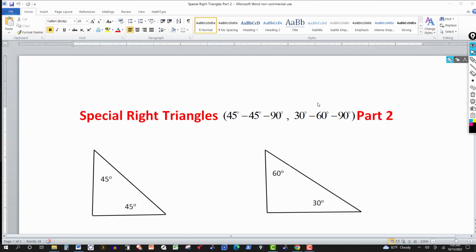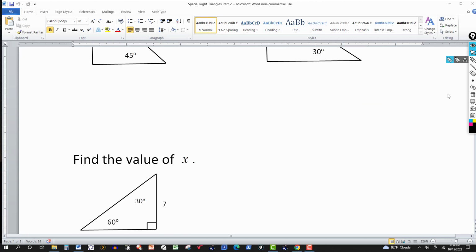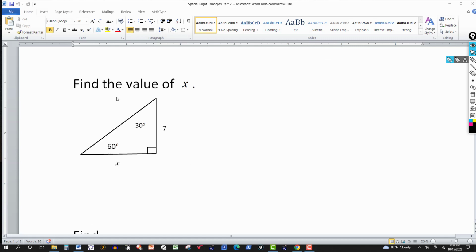Got some problems here. Let's look at this one right here first. Find the value of x. It's a 60-30 triangle.